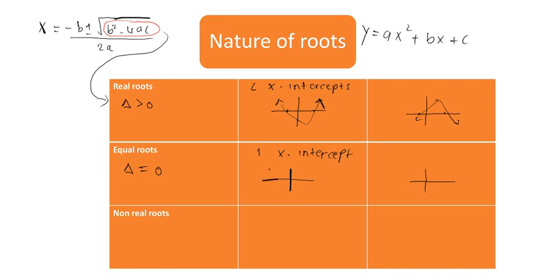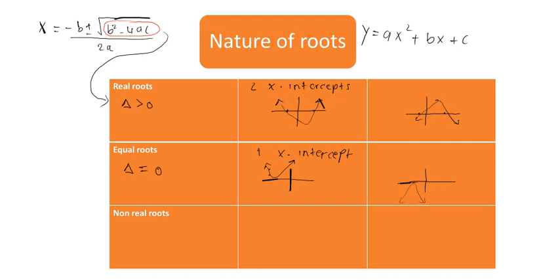Right? So your function will probably look like that, or like that. Okay, the y-intercept, right? And what happens when your b squared minus 4ac is less than 0? That tells you that you've got non-real roots, okay? And that means that there are no x-intercepts.